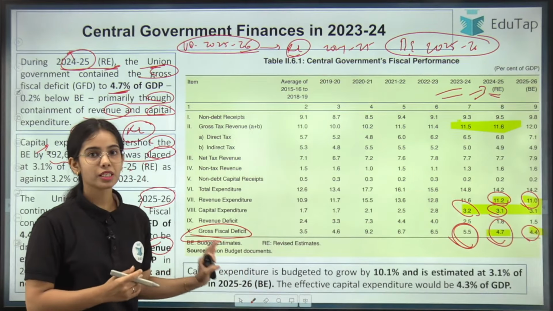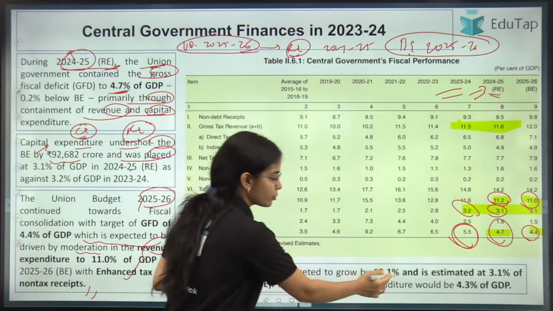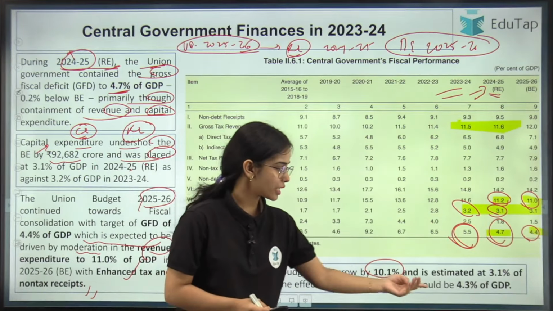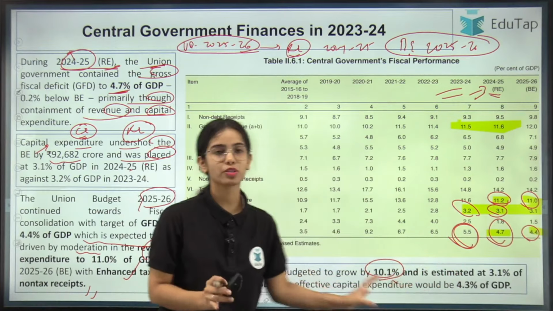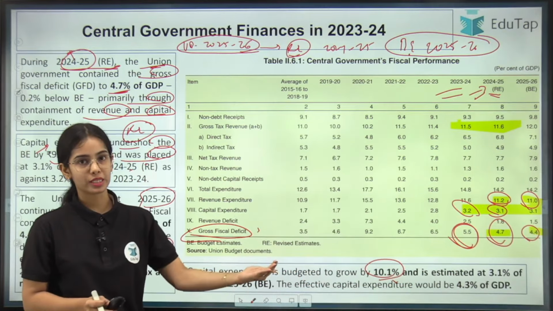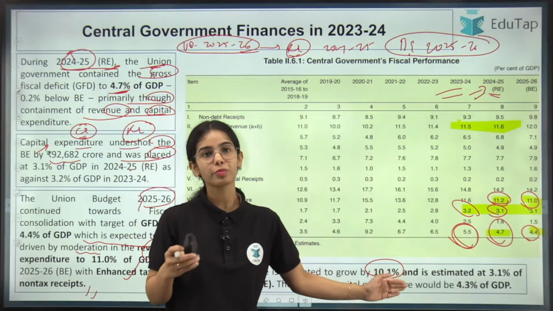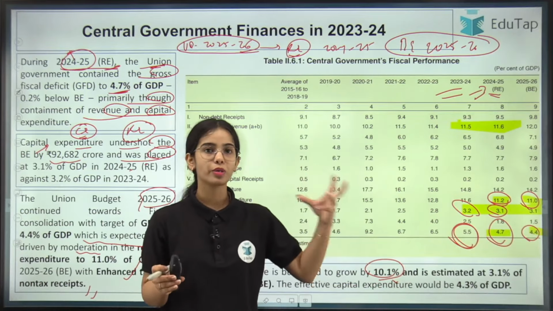Next is that capital expenditure is budgeted to grow by 10.1%. So capital expenditure is budgeted to grow by 10.1% and is estimated at 3.1% of the GDP for 2025-26 also. The effective capital expenditure is going to increase to 4.3% of the GDP from 4% of the GDP.